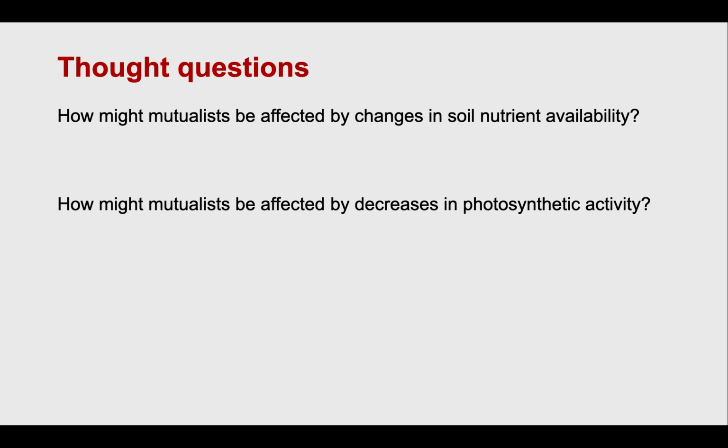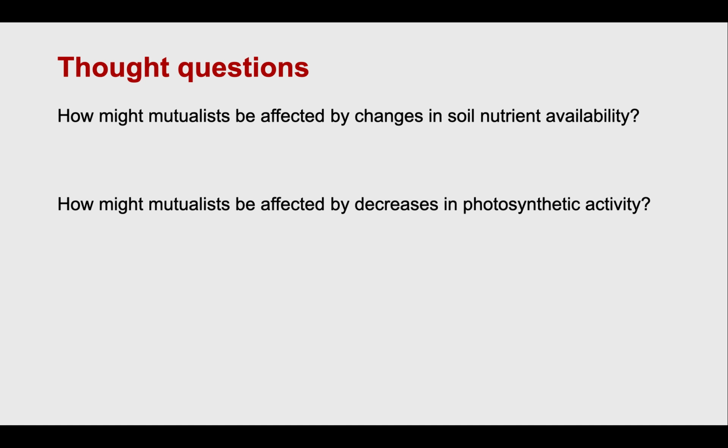I'm hearing some really good discussion on this here. I think that video you watched on the economy of the soil really probably helped on this question. So how might these associations be affected by changes in the soil nutrient availability? What's going to change about that relationship?